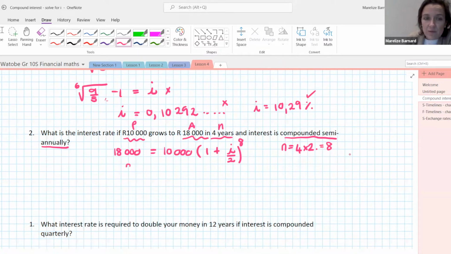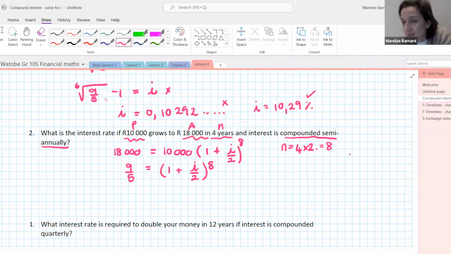So we get the same as before, the 9/5. And then, no, we don't divide the 4 years by 2. We times the 4 years by 2, guys, because semi-annually means you are getting interest twice a year. So if in 1 year you get interest twice, then in 4 years you'll get interest 8 times. Okay, as soon as you've worked it out, guys, put it in the chat.